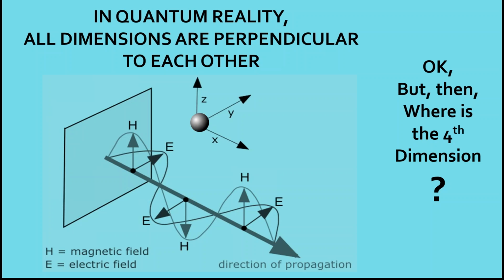All of the dimensions of quantum reality are mutually perpendicular. They're perpendicular to each other. Why? Because reality is composed of spinning objects, and to be stable, a spinning object must be rotating perpendicular to its axis of rotation, or it'll wobble.